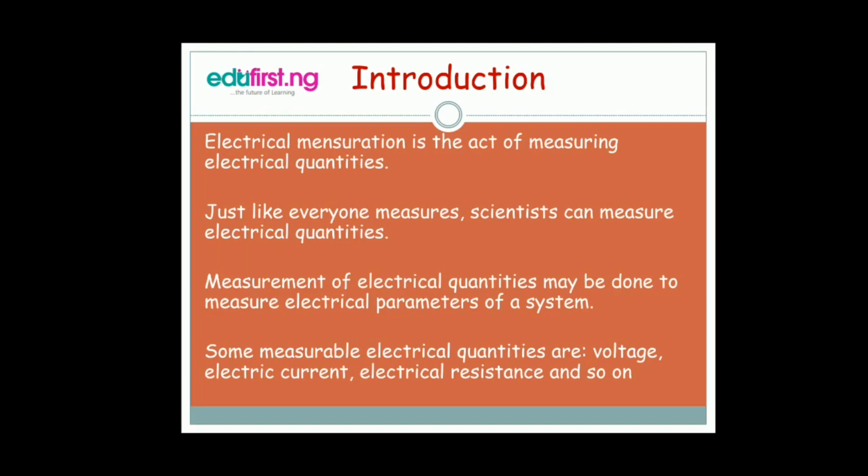But scientists are more accurate because of the procedure they follow and the tools and the technology they are using. So scientists can measure electrical quantities. Measurement of electrical quantities may be done to measure electrical parameters of a system. Some measurable electrical quantities are voltage, electrical current, electrical resistance, and so on.